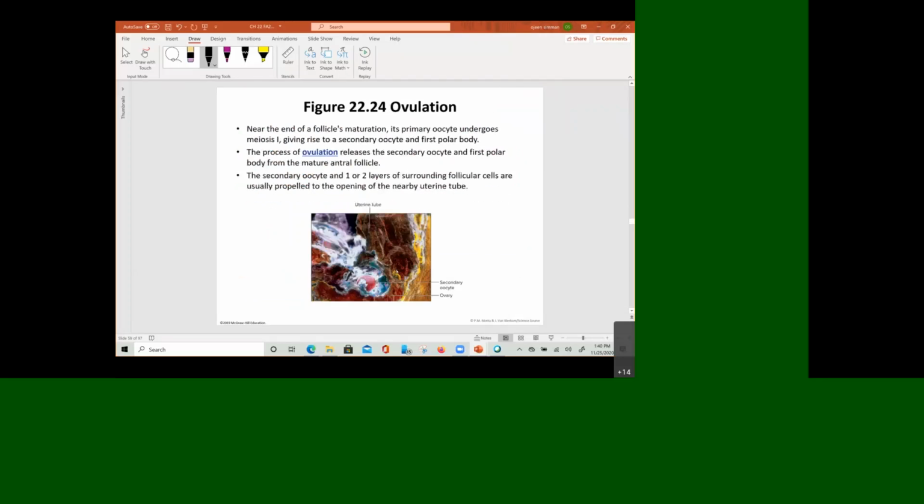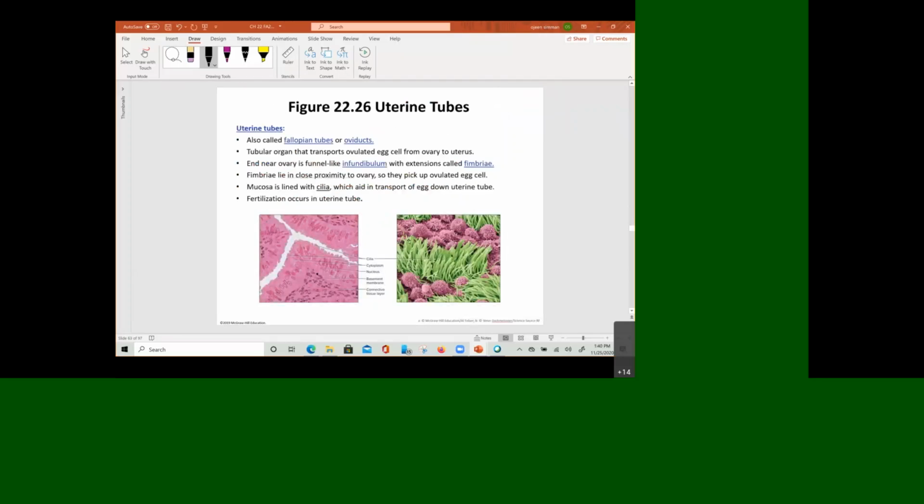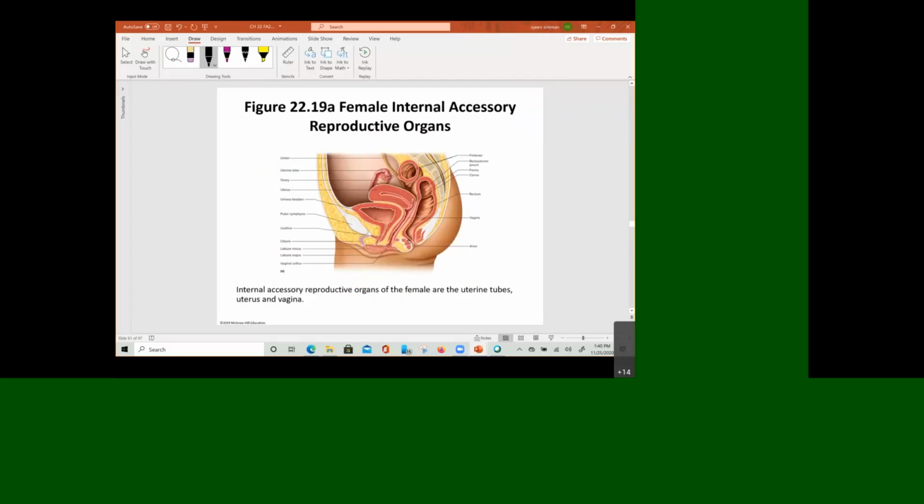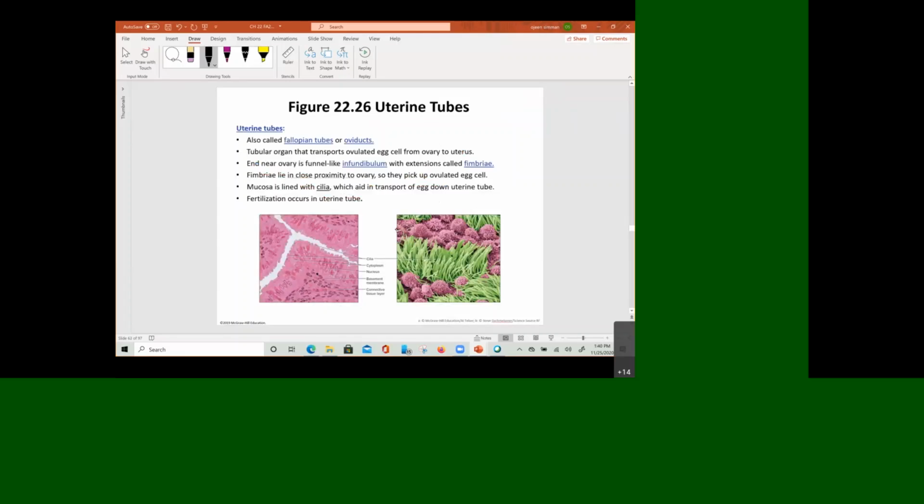All right. So now we're going to talk about female internal accessory organs. Remember, accessory organs, we have internal and external. So first, let's talk about the internal, which includes the uterine tube, also called the fallopian tube. The fallopian tube has a few parts.